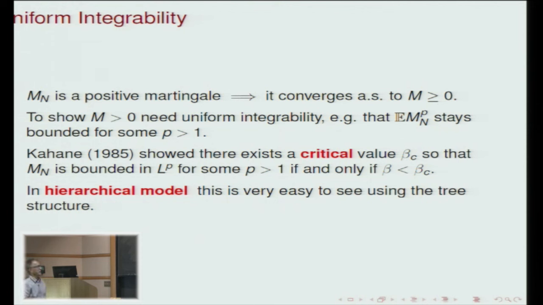And to prove that, once you have such a positive martingale, to prove that you get something non-trivial, typically you need a little bit more than integrability. You need a uniform integrability. So for instance, if you can control the LP norm for p bigger than 1, then you would get a non-trivial limit. So what Kahane showed is that in this general setup, there's always a critical point such that this martingale is bounded in LP for some p bigger than 1 if and only if you are in the high temperature phase.